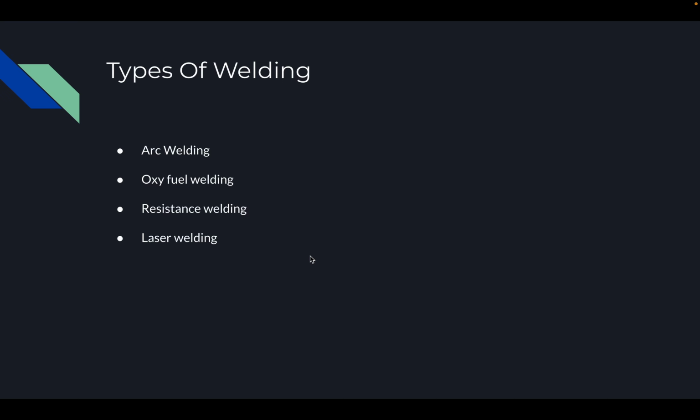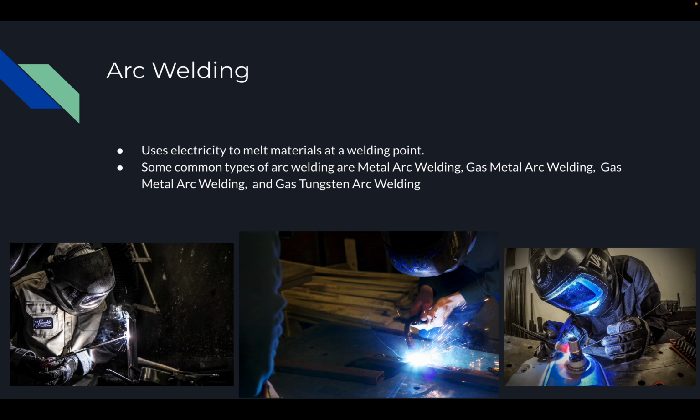These are the different types of welding: arc welding, oxy-fuel welding, resistance welding, and laser welding. Arc welding uses electricity to melt materials at a welding point. Some common types of arc welding are metal arc welding, gas metal arc welding, and gas tungsten arc welding. These are some of the most common types of welding that I've seen personally.